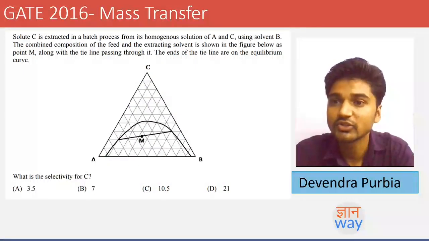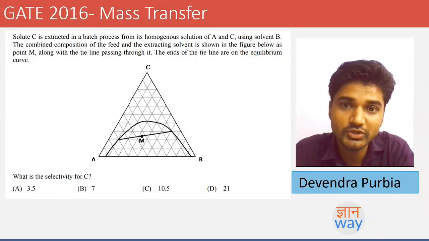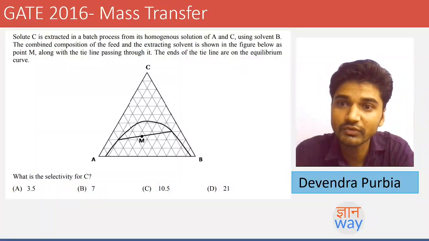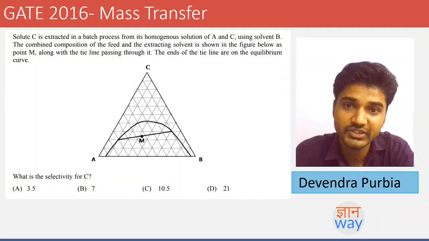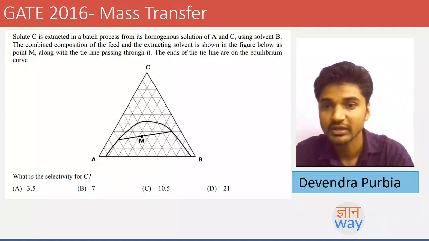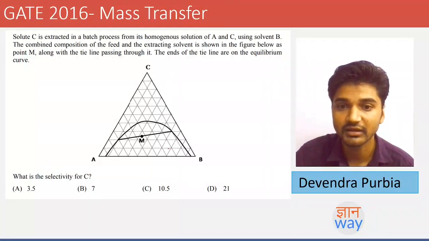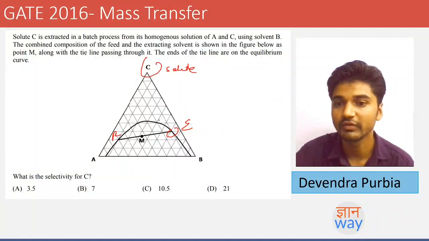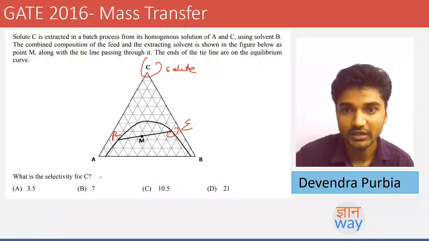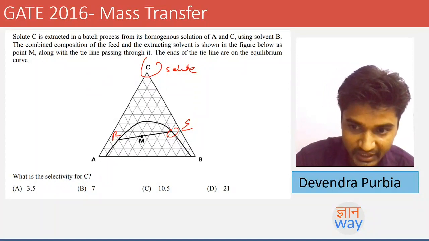Now next question: solute C is extracted in a batch process from its homogeneous solution A and C, using solvent B. The combined composition of feed and extracting solvent is shown. Point M denotes the mixture, and this is the tie line where this point denotes the extract part, and this part is the raffinate part. C is the solute already given, B is the solvent and A is the carrier which is carrying C, from which C should be separated. Now they are asking what is the selectivity of C.